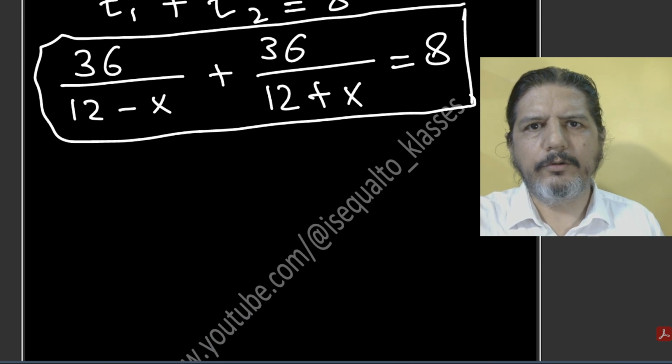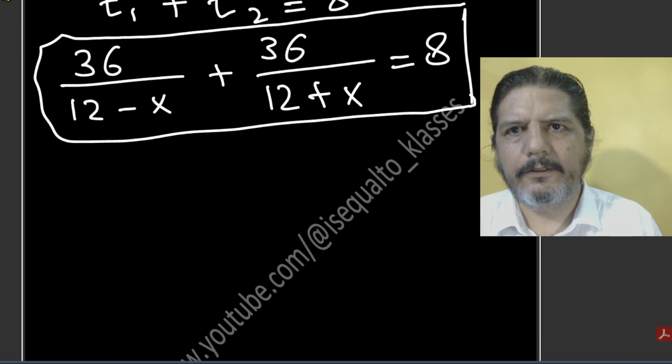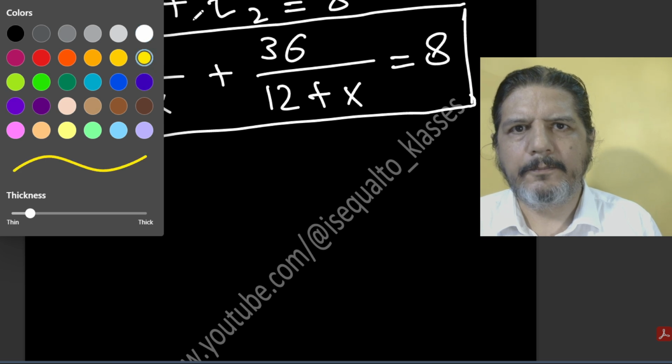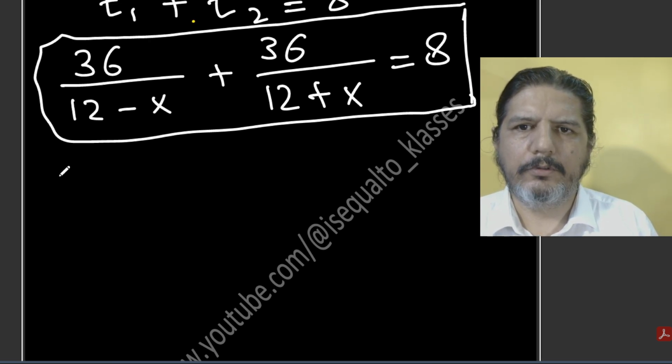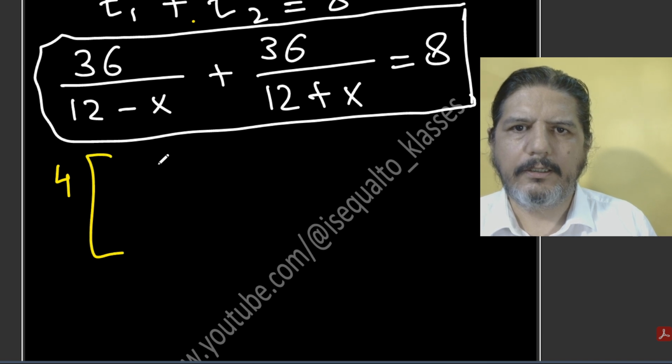So the first thing that you do when you have to solve an equation like this is you take the common factors out. So for example, on both sides you can have 4 as a common factor. So I can take 4.